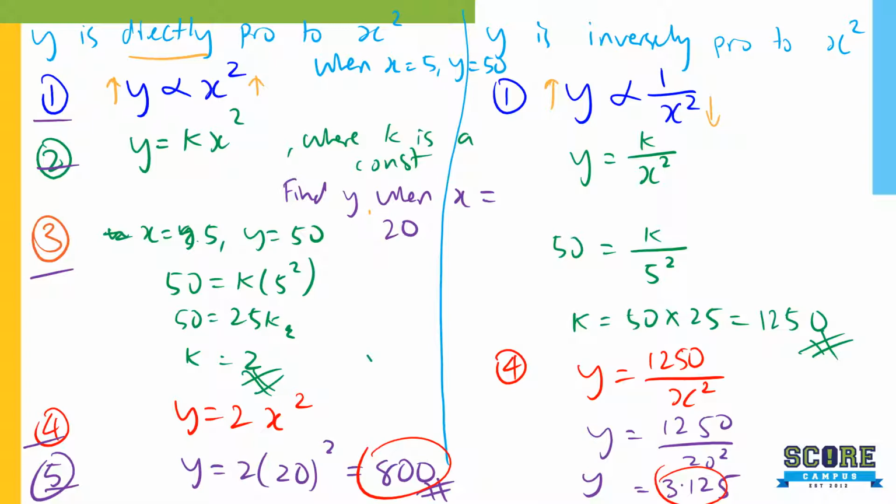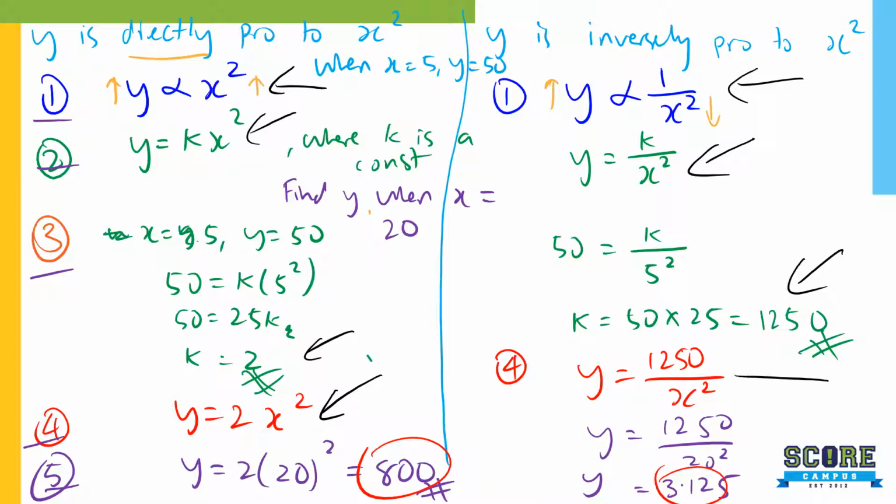Let me recap. What are the 5 steps? Your first step, you write this statement, y is directly or inversely proportional. Second step, you introduce your constant. Third step, you find what is the constant, right, by inputting the values that you have in the question. Fourth step, you write your statement, replacing the constant with the constant that you just found. And fifth step, you put in the value that you want to find the answer for. 5 steps and you get your 3 to 4 marks.